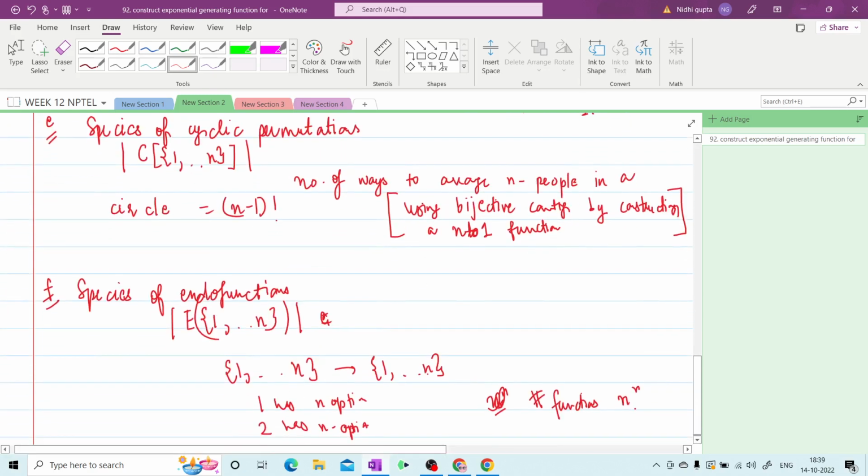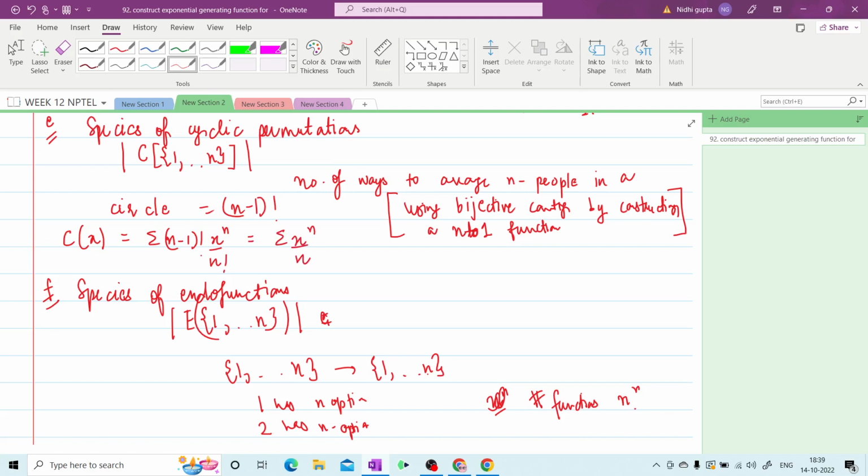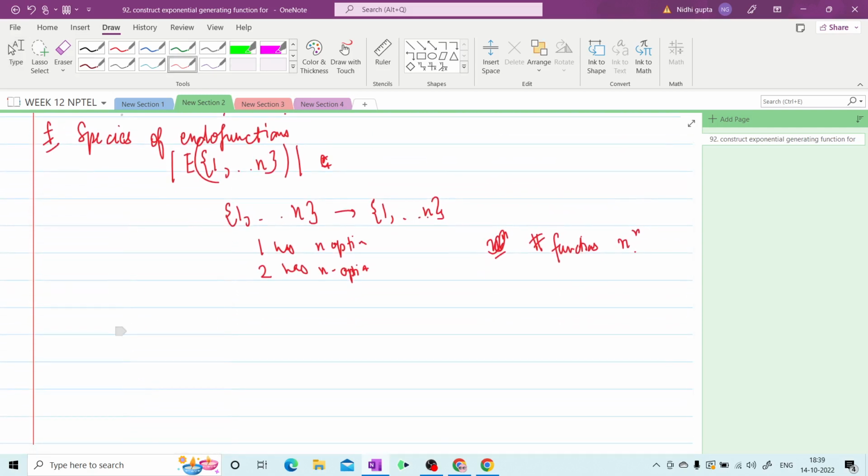Okay, sorry. Here in the last example we had to give the generating function. So fn is n raised to the power n, and the generating function will be sigma n raised to the power n times x^n by n factorial, which is sigma (nx) raised to the power n by n factorial.